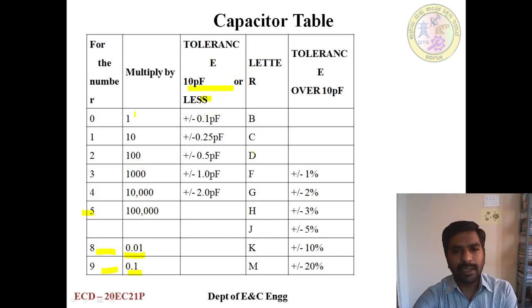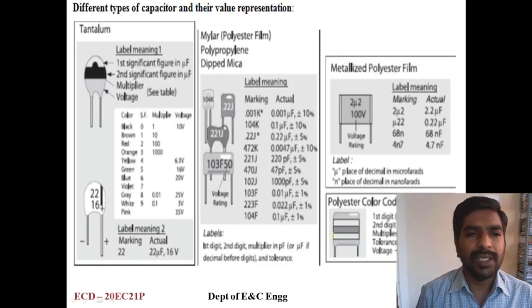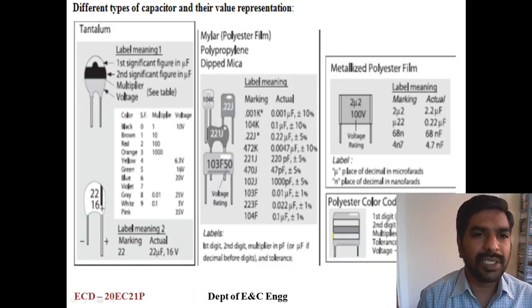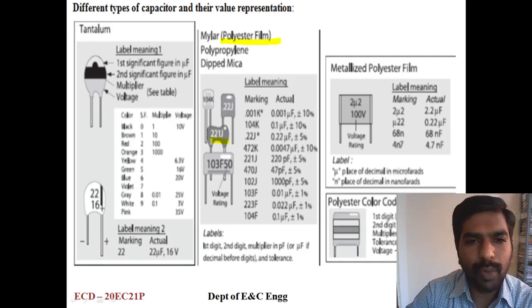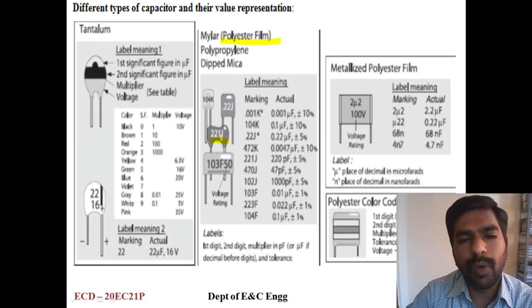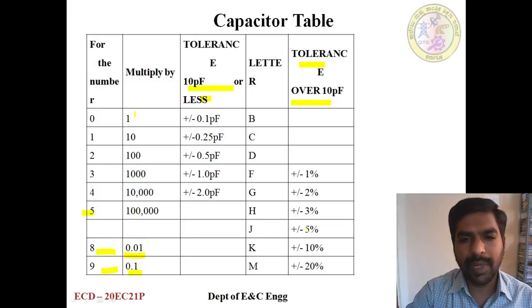And letter, there is a different letter combination also. Tolerance for more than 10 picofarad, there is a 10 tolerance we need to follow. And these are different types of capacitors and their respective values. Here you can see polyester film, it is represented by a number 2 2 1 J, that is 22. 1 means 10 raised to the power of 1. J means, what is the J? It's plus or minus 5%.